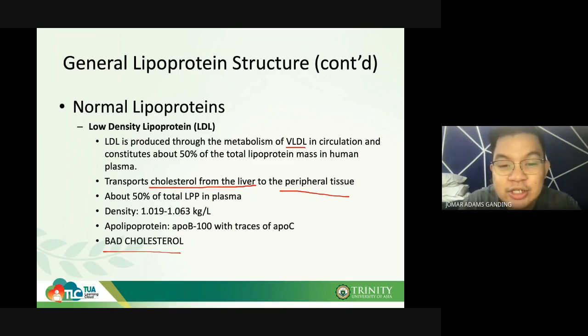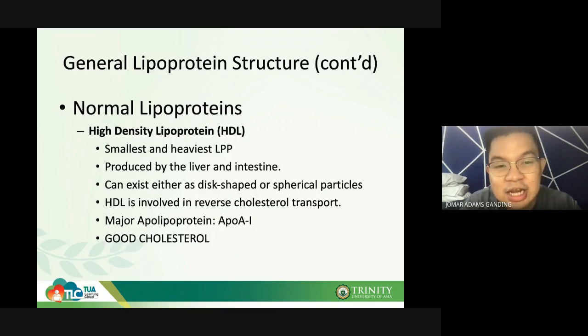As you can see, the apolipoprotein that we usually see in LDL is ApoB100, the same as your VLDL, and then your ApoC. They're also known as your bad cholesterol. So again, that is your low density lipoprotein. And finally, we have your high density lipoprotein, your HDL. Your HDL is also known as your alpha lipoprotein.